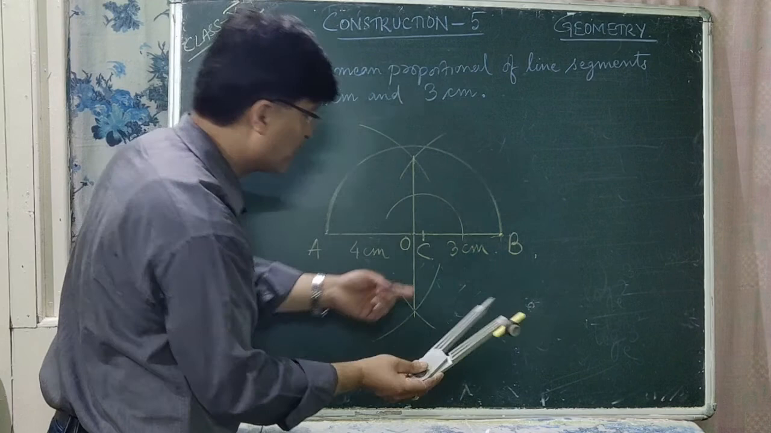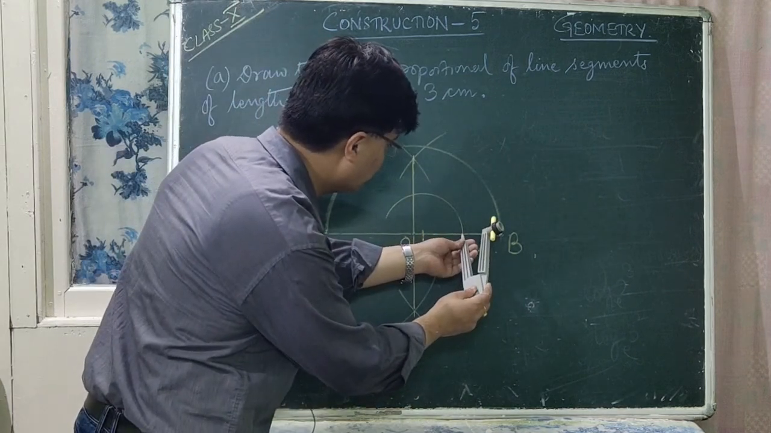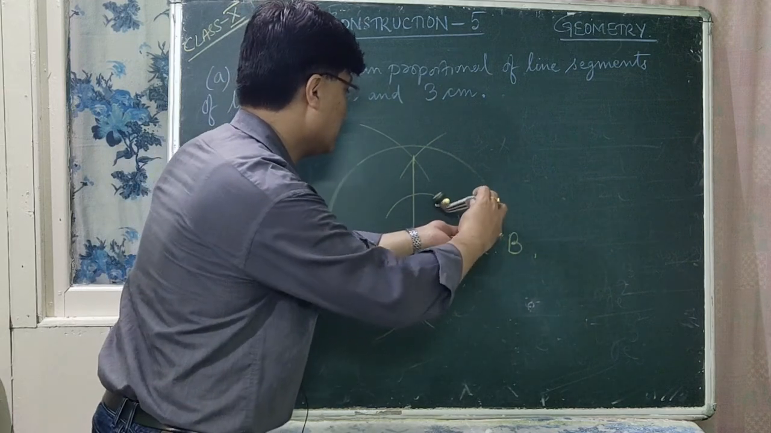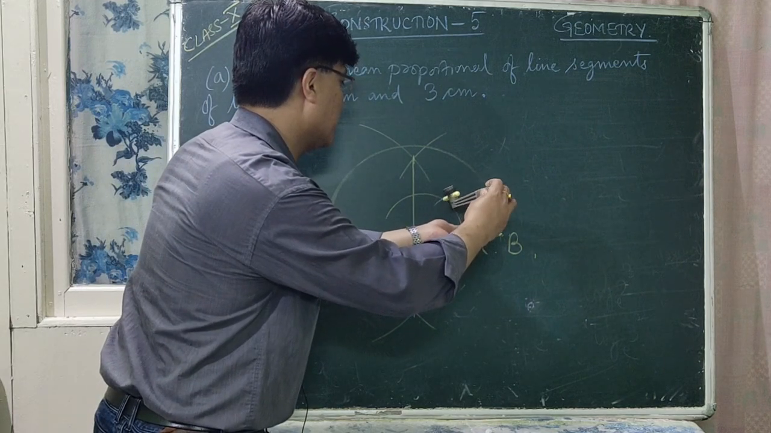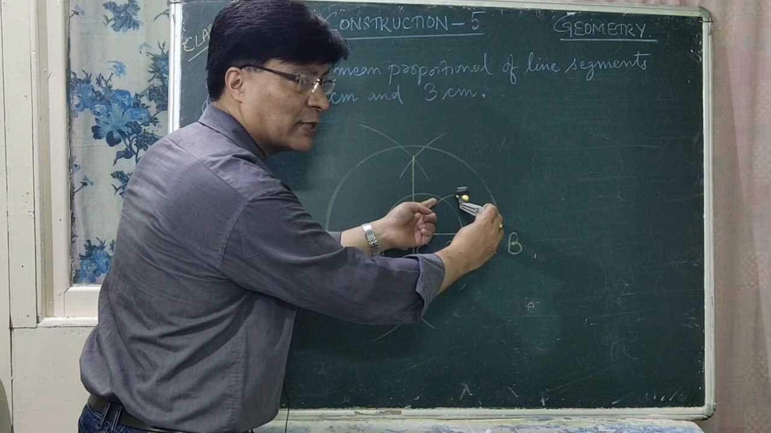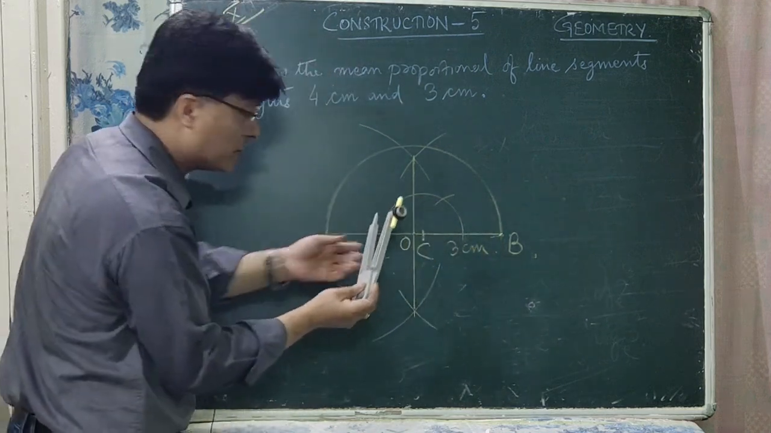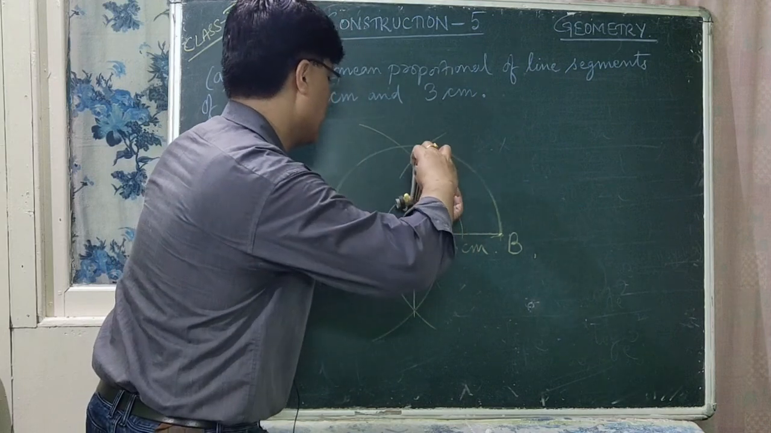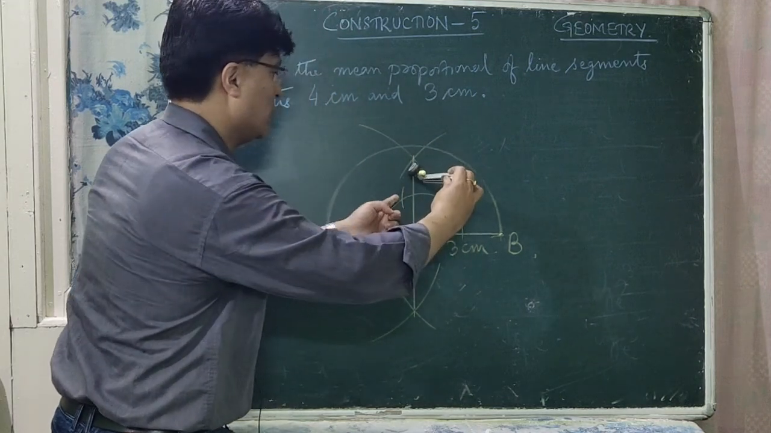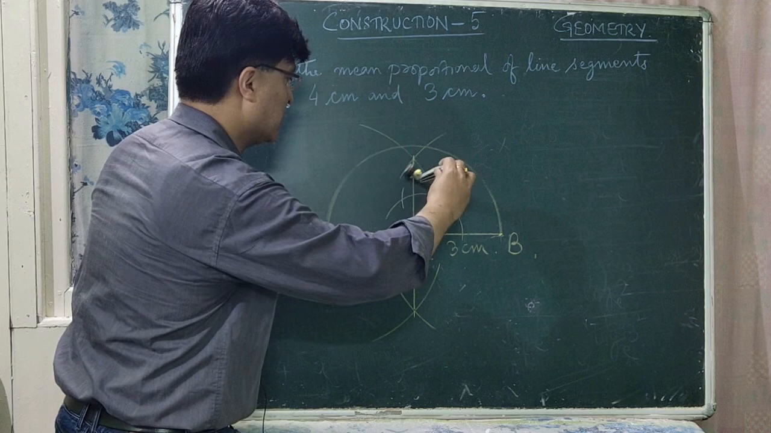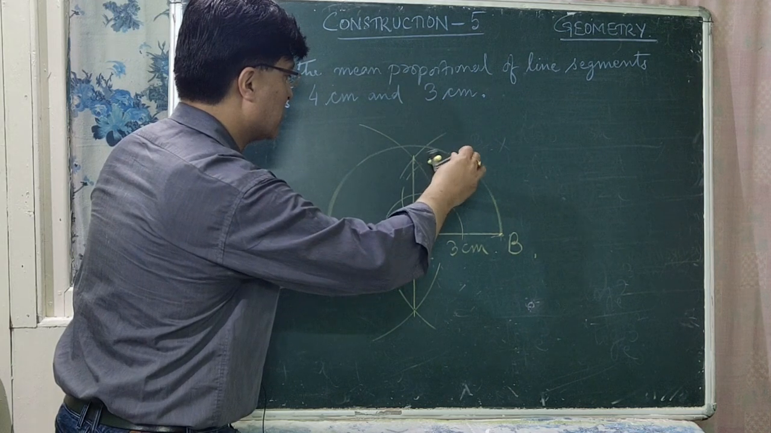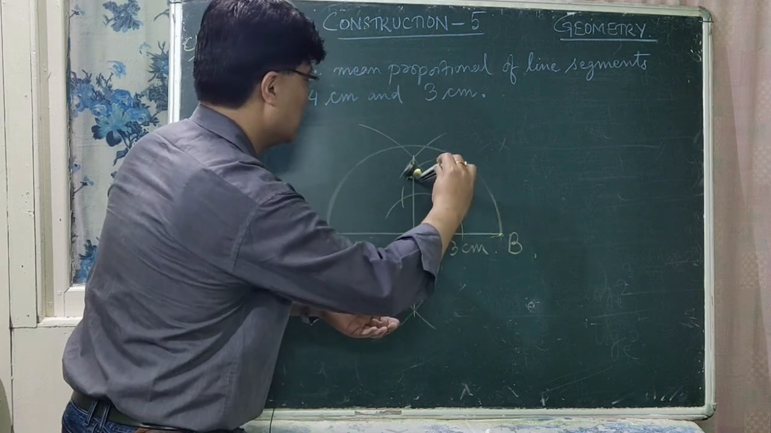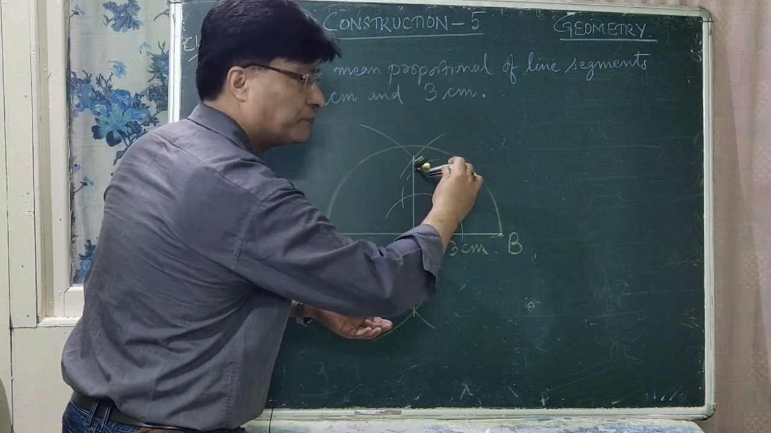Keep it as it is, right? Keep the pointed needle here. Pointed needle is kept at this point, right? Now draw an arc here so that it will intersect the previous arc. Again at this point, you draw an arc which will cut the previous arc here. So we have drawn 2 arcs out here.